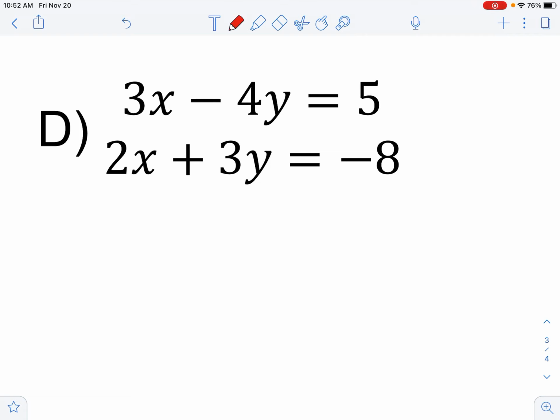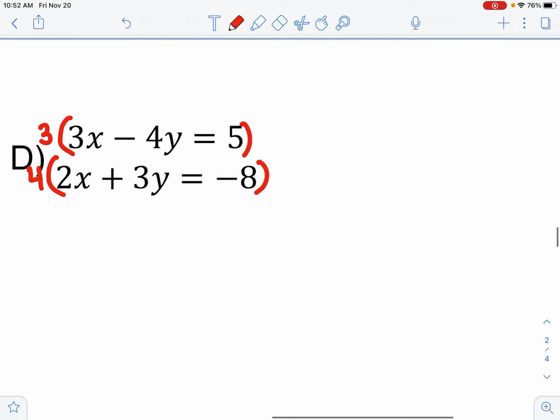Why do I choose the y's? Because one's negative and one's positive already. So that's already doing some of the work for me. So I'm going to get both of my y's, one to be 12y and one to be negative 12y. So I'll multiply this one by 3. That'll give me a negative 12y. And I'll multiply this by 4, and that'll give me a positive 12y.